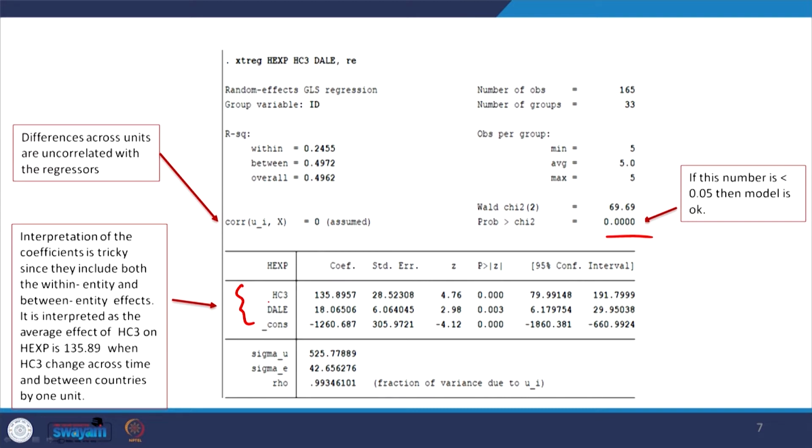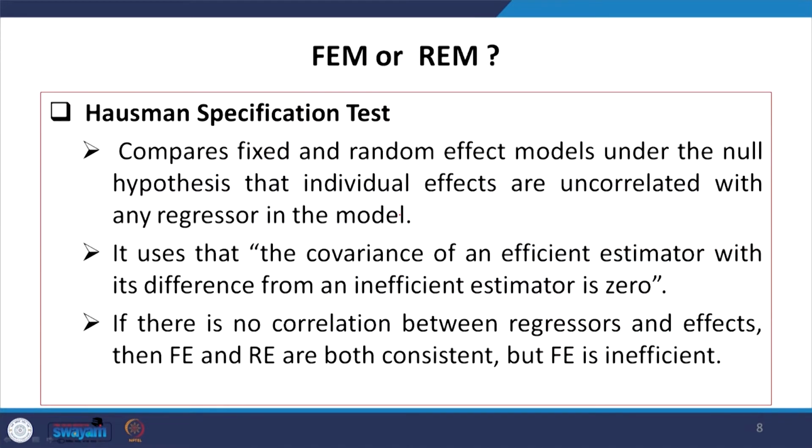Another aspect is that the differences across units are uncorrelated with the regressors. That is also important, and it is mentioned here on the screen. You can see this is assumed to be 0 as per the random effect model. The rest of the interpretations are perfectly fine and you can do it.